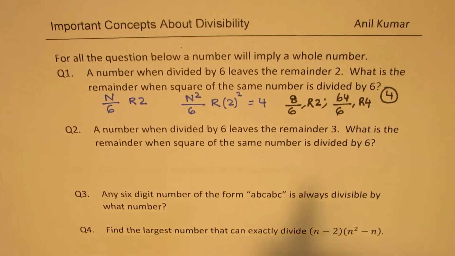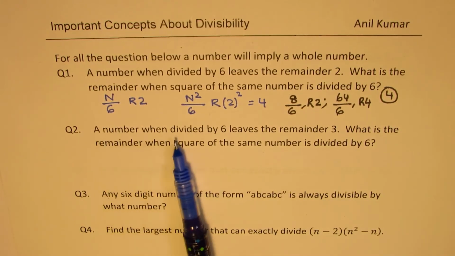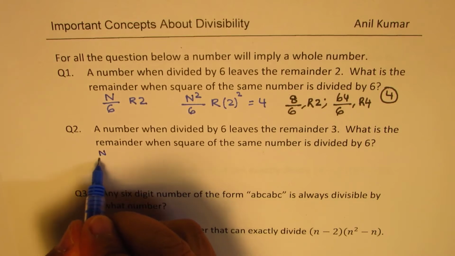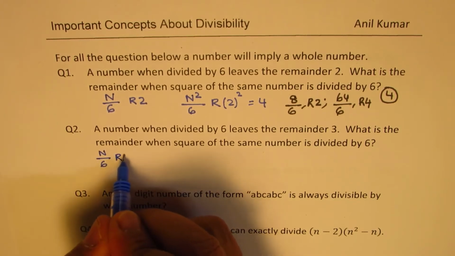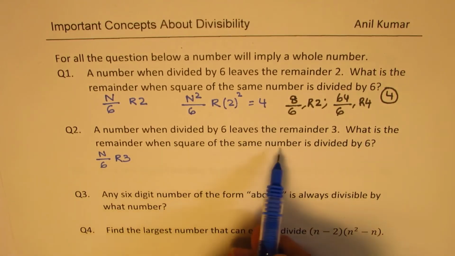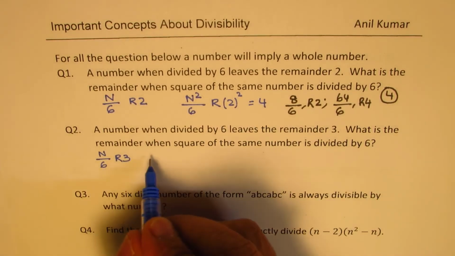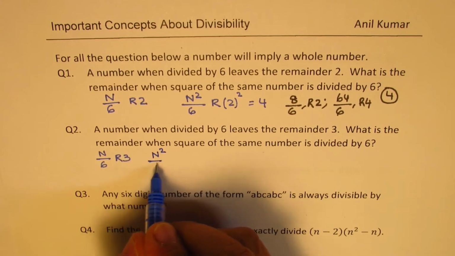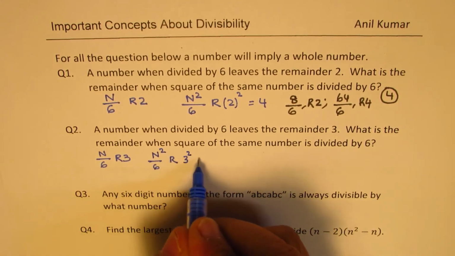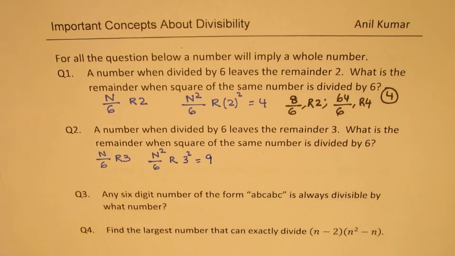Right? Okay. The next question here is, a number when divided by 6 leaves remainder 3. So this time we are saying that this number when divided by 6 leaves the remainder 3. And now what is the remainder when the square of the number is divided by 6? So looking into this concept, if I am dividing the square of this number, the remainder should be 3 square, right? Which is equal to 9.